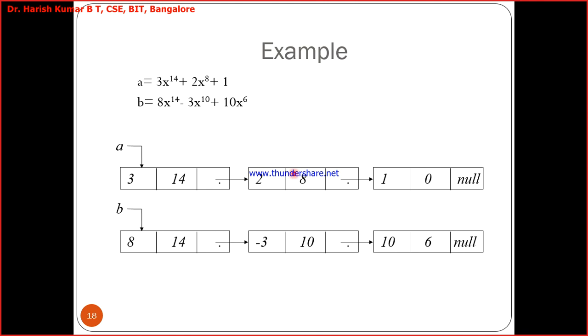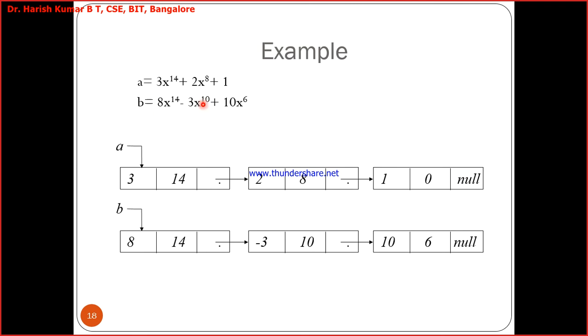2, 8, and the next field. The last one is only 1, which is only the coefficient. The coefficient is 1, and the exponent is x to the power 0. X to the power 0 is nothing but 1. The exponent is 0, and this is the null.